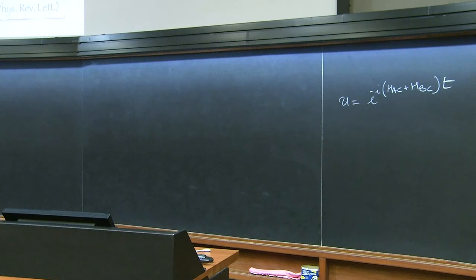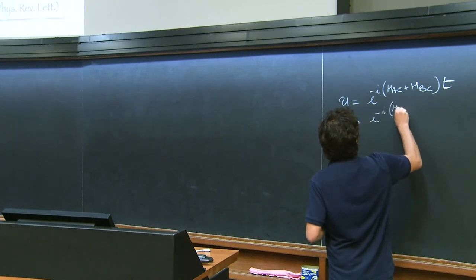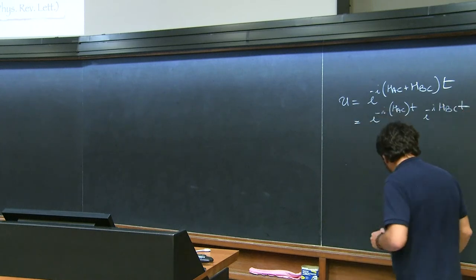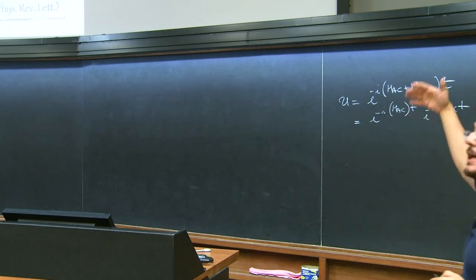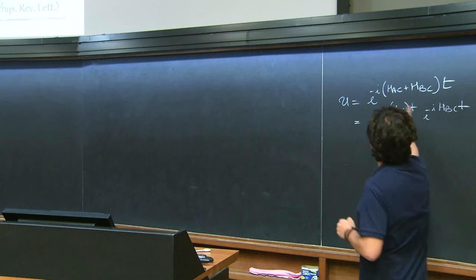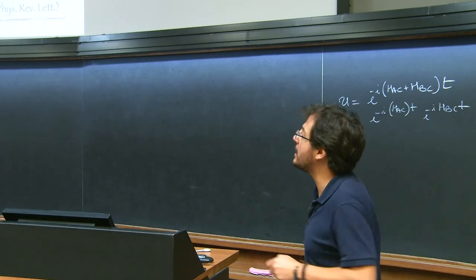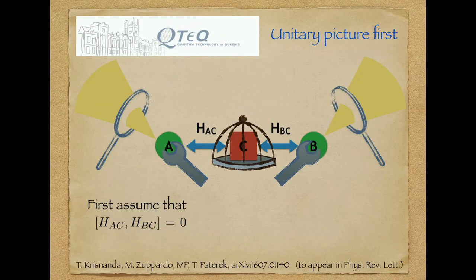But under the assumption of commutation between these two Hamiltonians, I can exactly break it down into that. Can you read from that corner? Yeah? Into two time evolution operators determined by HAC and HBC only. Makes sense? Moreover, I can decide which is the order of the two, so it's completely immaterial because they commute. It's completely immaterial if C interacts with A first and B later, or vice versa.